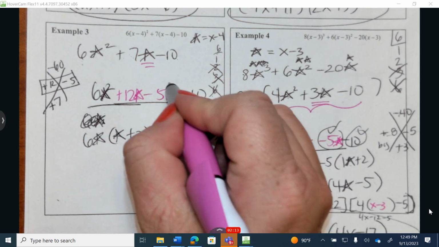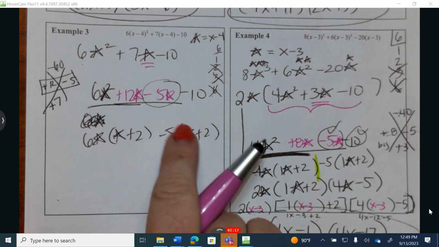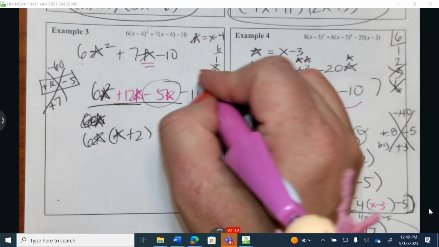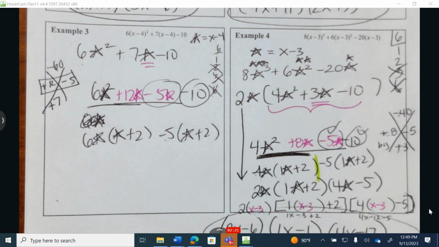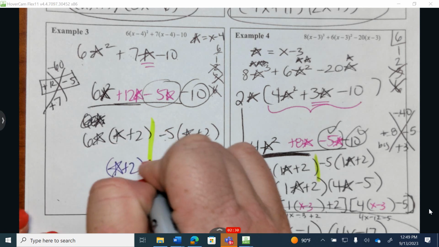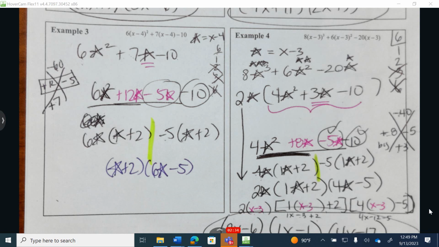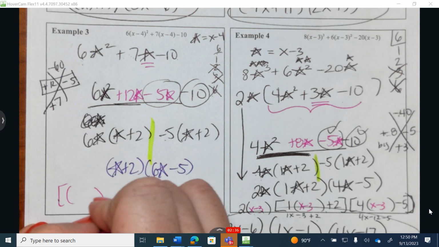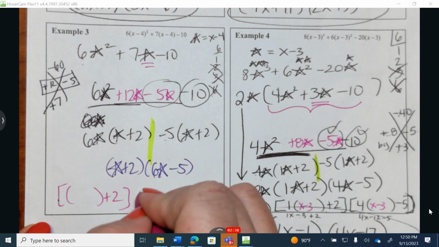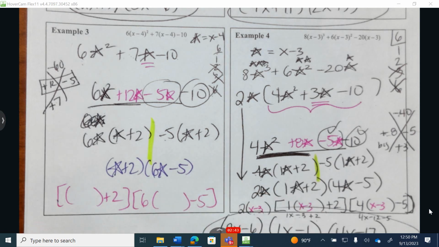What quantity times star equals negative 5 star? Let's make sure this works. Negative 5 star, negative 10. Works for both. Okay, so we're going to break up the front half and the back half. Now they both contain the quantity star plus 2. In front of the front is 6 star. The back is negative 5. And let's rewrite this. Okay, so star plus 2 times 6 star minus 5.